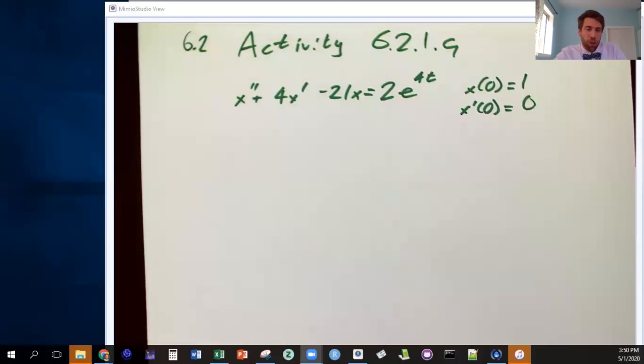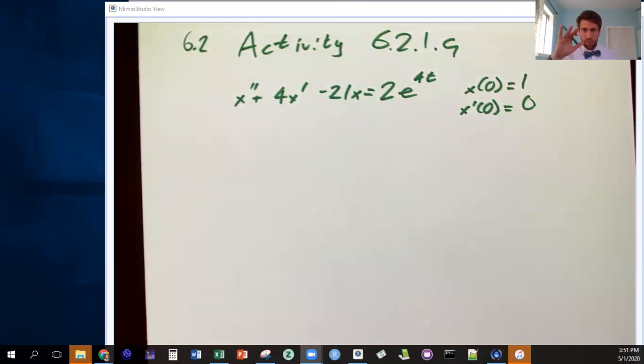Welcome to Differential Equations, section 6.2. We're doing activity 6.2.1. In this activity, we're going to do a lot of Laplace transform practice, where it doesn't really help us that much. And then in activity 6.2.2, we're going to show you how it actually helps you solve things you couldn't solve before.